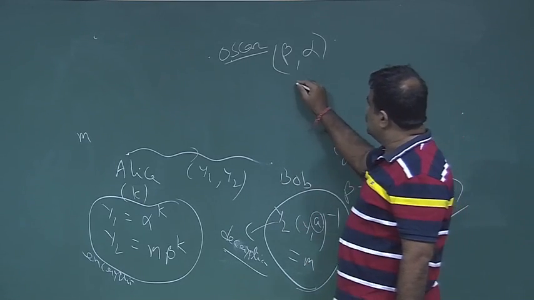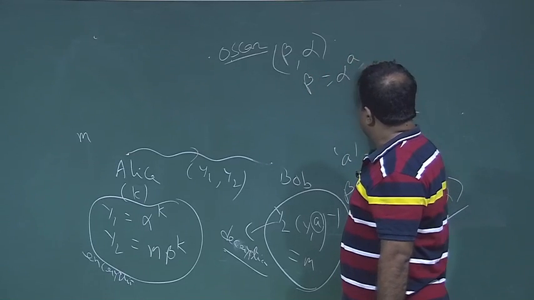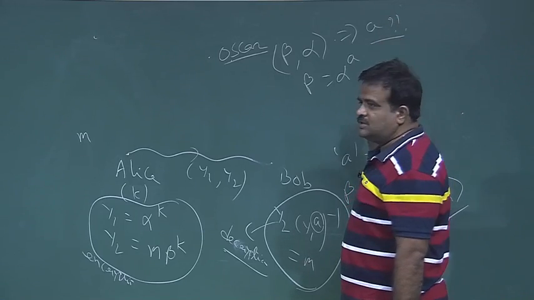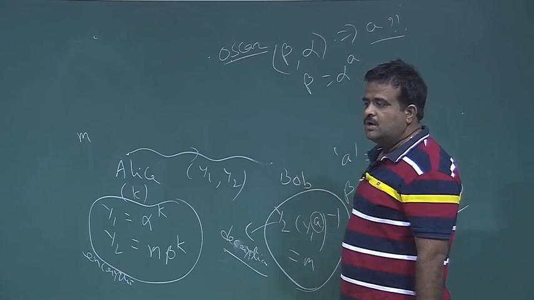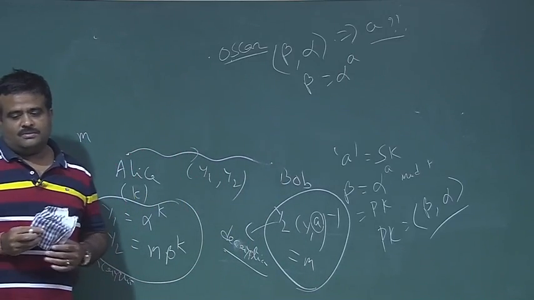So, that means to know A, Oscar has to solve this: beta is basically alpha to the power A. Given these two, finding A is hard. This is the discrete log problem, which is hard. So, the security of the ElGamal crypto system is based on the discrete log problem being hard.